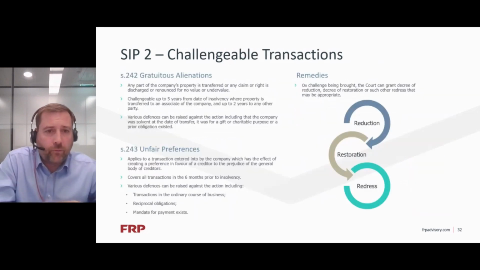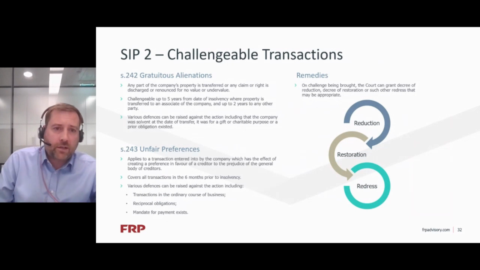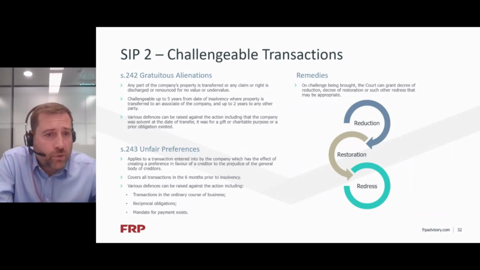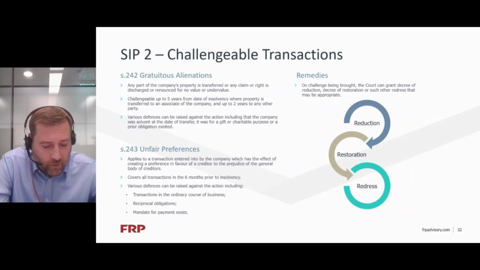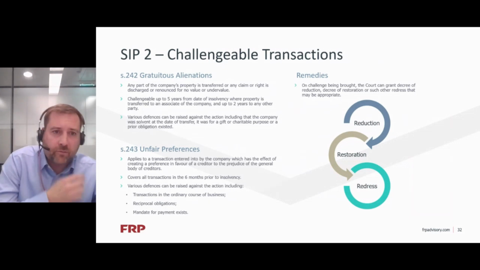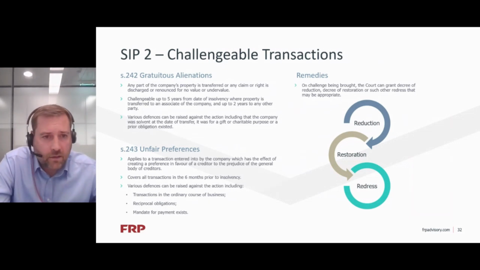And as part of our review process and investigation work, are there challengeable transactions that can be identified that we can pursue? Gratuitous alienations: whether assets have been transferred for no value or undervalue. That feeds back to the bank statement review. You need to look back 2 years, and potentially extend that for up to 5 years if there's evidence or a risk of a transfer of an asset to an associated party. Unfair preferences, where payments are made to one creditor in preference to another, and there are various remedies available to raise action where we identify those issues.